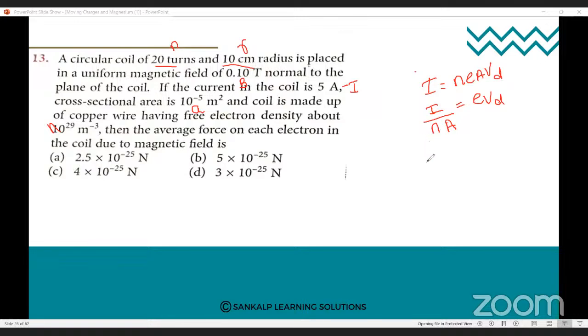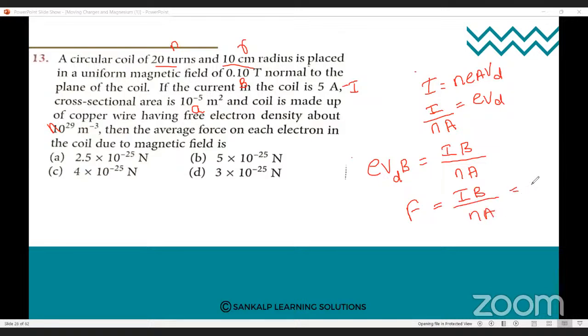So the force on each electron is given by e Vd into B, which is nothing but I divided by nA into B. So this is nothing but QVB sin theta, that is the force on the charge. Therefore F = IB divided by nA.